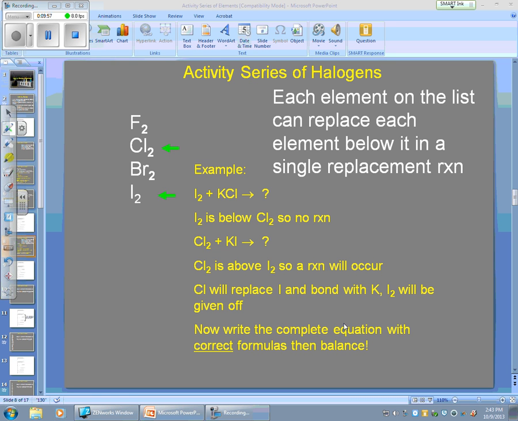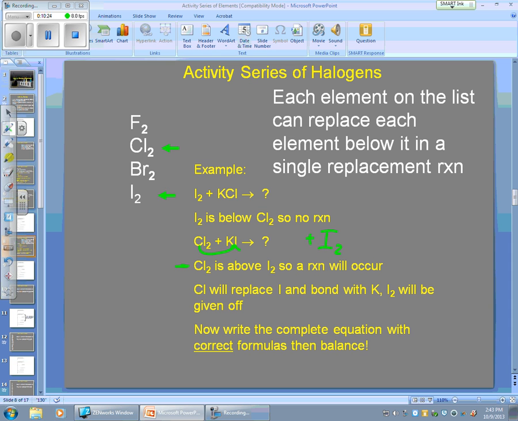So chlorine is above I2, so a reaction will occur. Chlorine will replace iodine and bond with potassium. I2 will be given off. So we have to write the complete equation with correct formulas and then balance. So chlorine is going to come in here and it is going to kick iodine off. And so now iodine is my single element. And I just go ahead and write that one down.